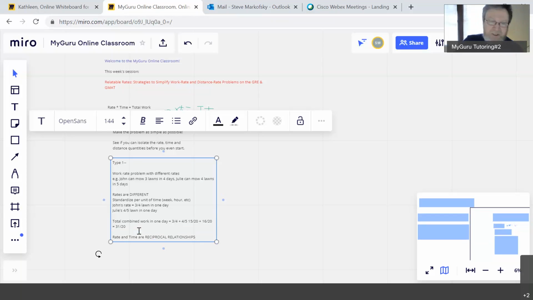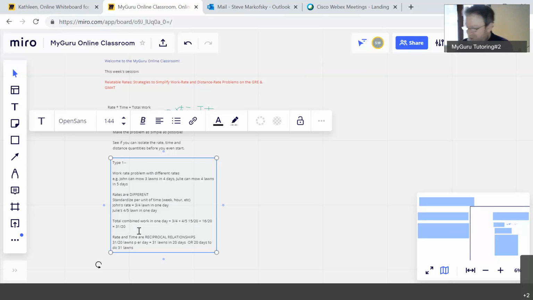So if I'm doing 31/20ths of a lawn per day, you can also read that as 31 lawns in 20 days, right? Or 20 days to do 31 lawns. So what you want to be able to do is practice reading backwards and forwards, practice reading the problems to figure out whether you're actually solving for a rate or time or whatever else, right?